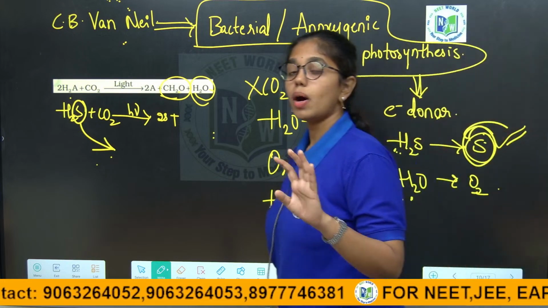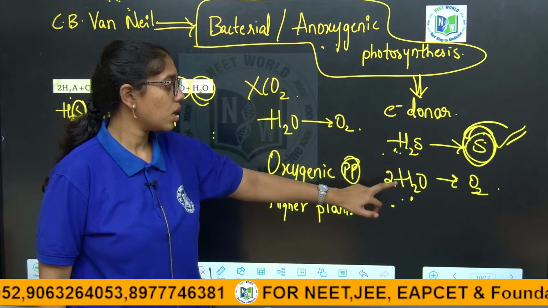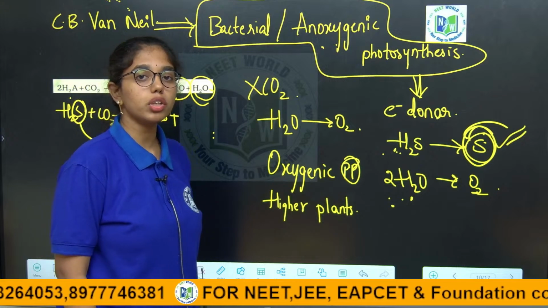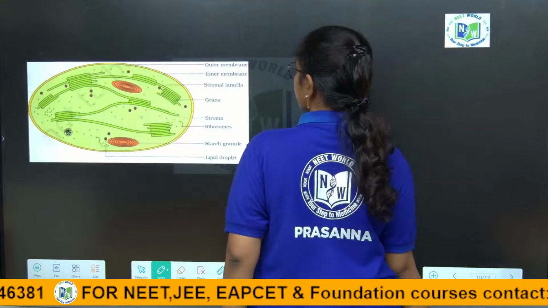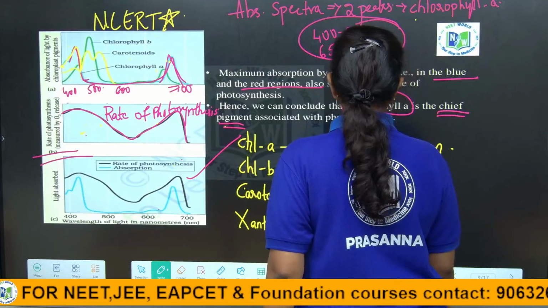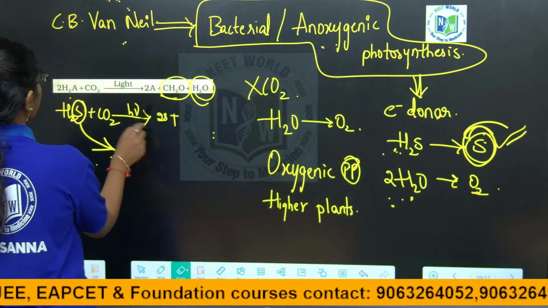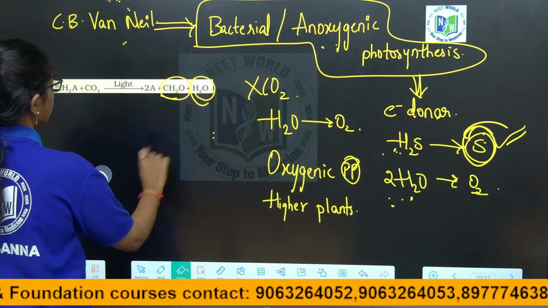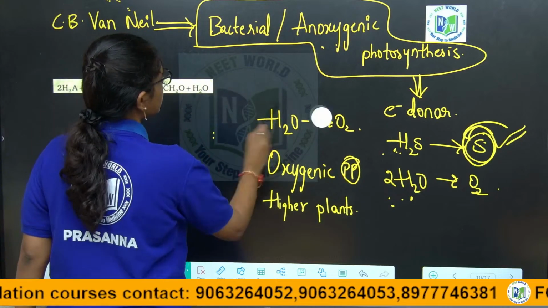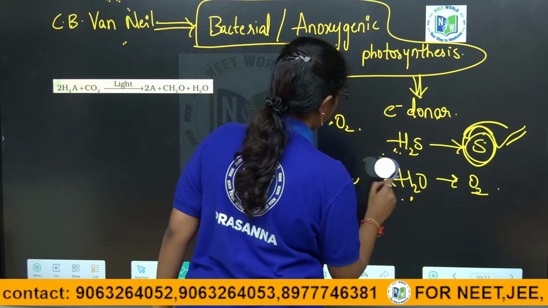Clear? So, what is the electron donor for anoxygenic photosynthesis? H2S. What is the electron donor for oxygenic photosynthesis? H2O. Now, before going to the final reminder of your experimental discussions, the questions will be asked as such. Take this down, it is very important from the questionnaire point of view.